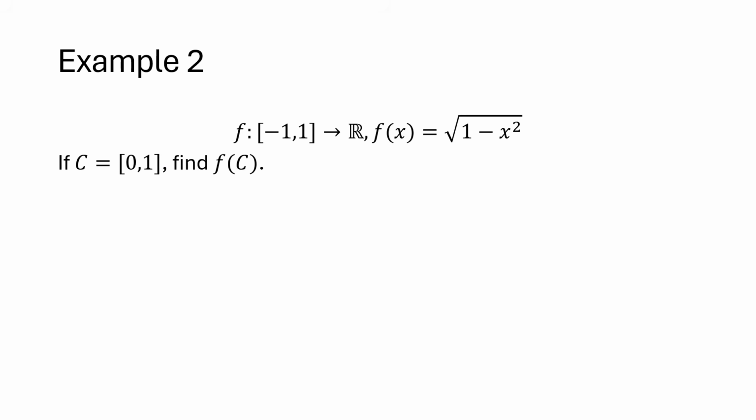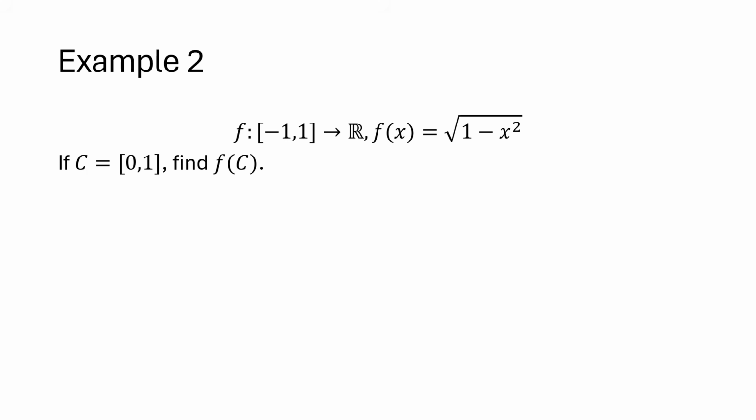Here's our next example. We have a function from the interval negative 1 to 1, endpoints included, to R, defined by y is the positive square root of 1 minus x squared. Our restricted domain, or our subset C, is the interval from 0 to 1 only, including endpoints, and we want to see how this affects the y values.